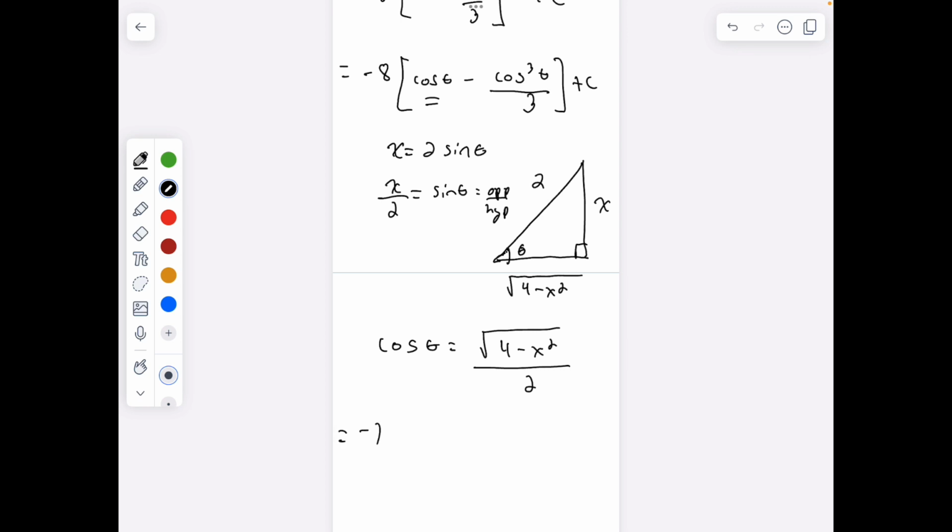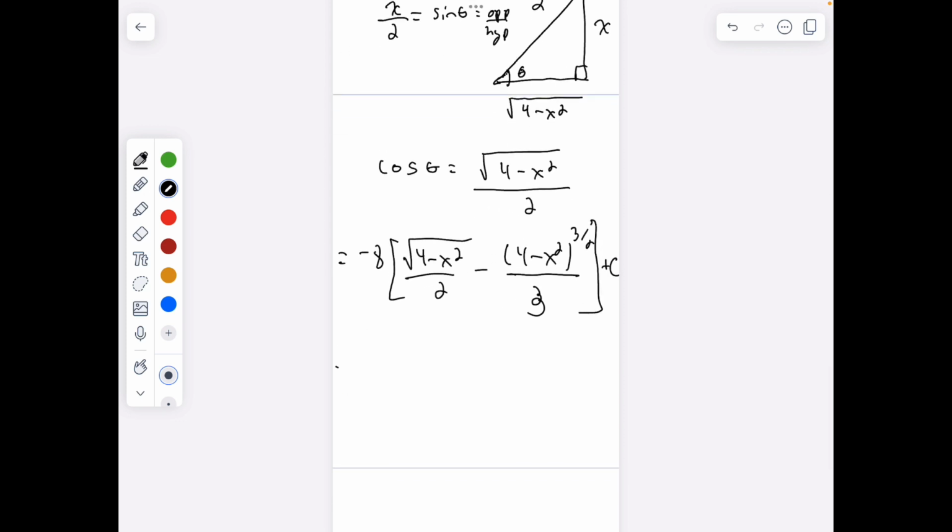So you would have minus 8 times (the square root of 4 minus x squared over 2, minus (4 minus x squared) to the 3 halves all over 3), plus your constant c. Okay? And if you distribute that negative 8, negative 4, and all of this right here just means take the square root and raise it to the 3rd power. And you would get this as your final answer.